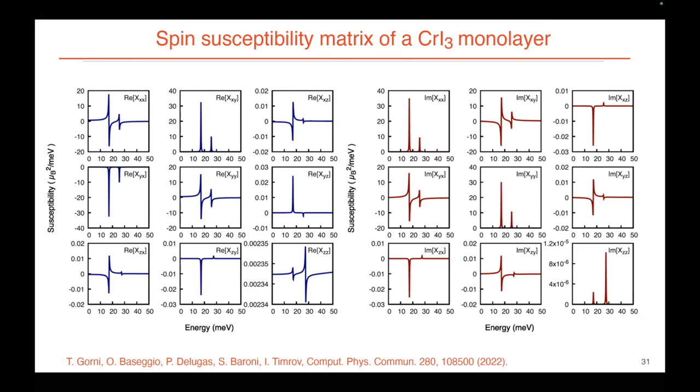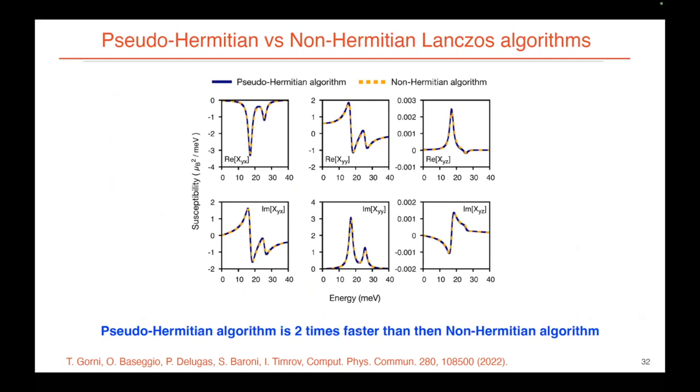Recently, we also extended the TurboMagnon code from the non-Hermitian to the pseudo-Hermitian Lanczos algorithm, which allows us to save a factor of 2 in the computational cost. These are just two different flavors of the Lanczos algorithm. Historically, we had just the non-Hermitian one, which was computationally expensive, the orange dashed spectrum. But luckily, now we have a new flavor, which is two times faster, in blue, and the spectra are exactly the same. So we really recommend using the pseudo-Hermitian approach by default.